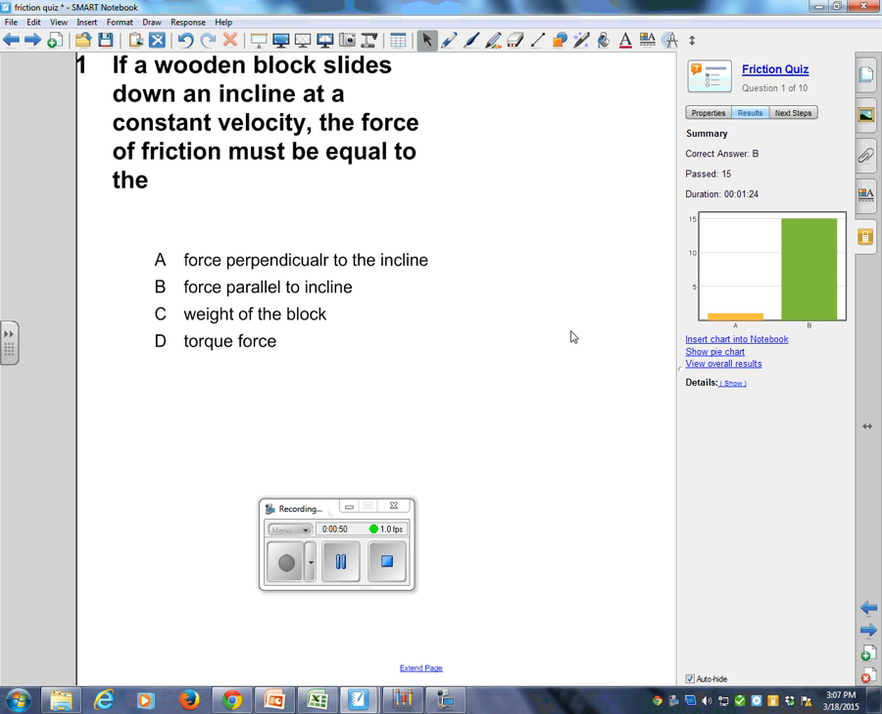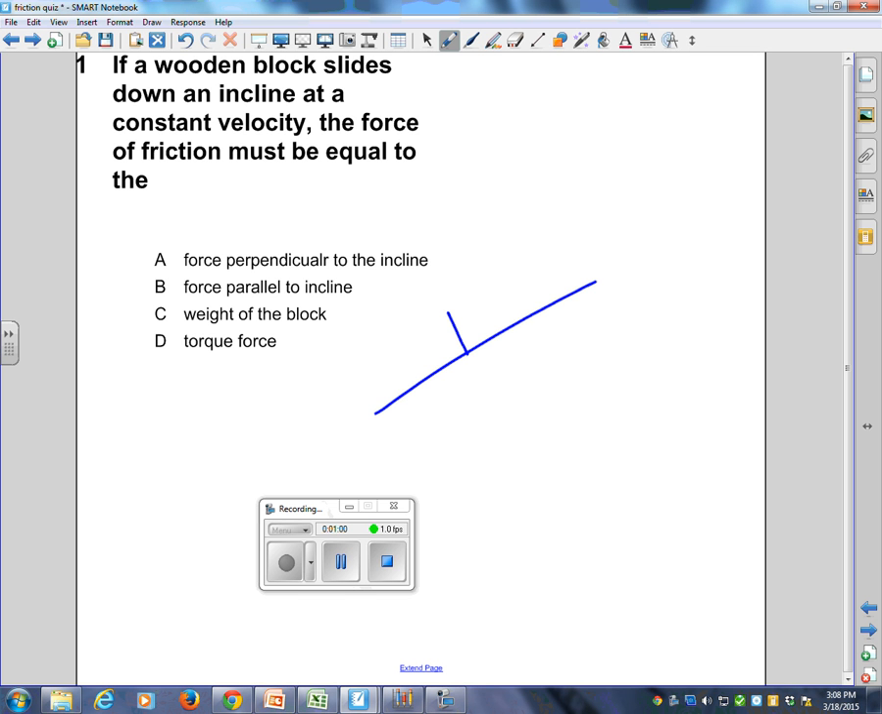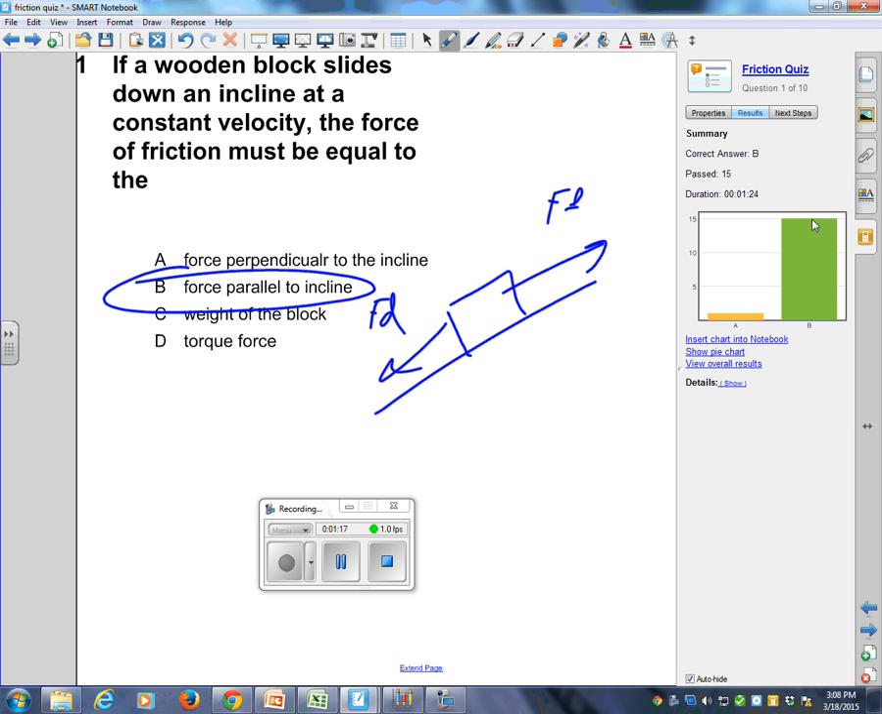If a wooden block slides down an incline at constant velocity, the force of friction must be equal to, let's draw a picture here. There's the picture. The force of friction, it's sliding down. What's this one? FD, right? Which one of those is it? Force parallel to incline. Is the answer B? Yeah. And many of you got that right.